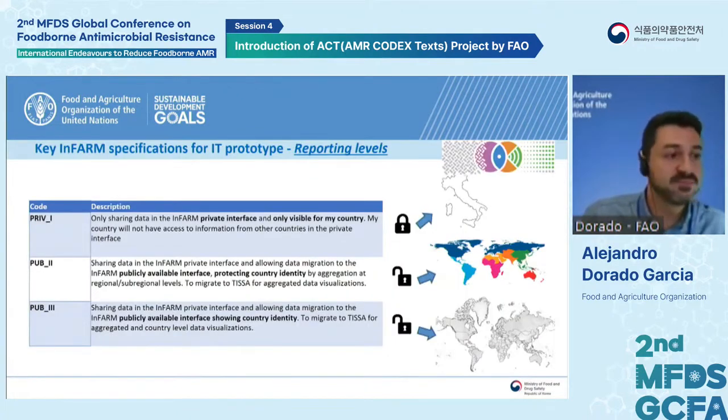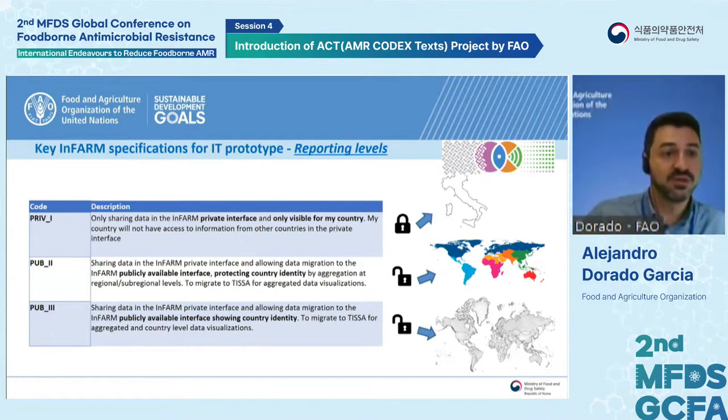So the principle of development of the platform is also to offer flexibility in the levels of confidentiality. We understand antimicrobial resistance data is a bit sensitive, and countries might want to choose different levels of how they participate in the initiative. So for this pilot testing, we have developed in the platform three different ways of sharing information. They can share at the private level only. Basically, they can only see the information, and they can only see the visualizations for their own country, and they will not have access in the private interface to the information from other countries. Or they can share information publicly. When they want to share information publicly, they can do it in two ways.